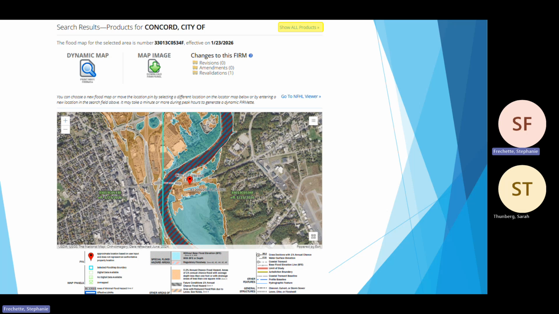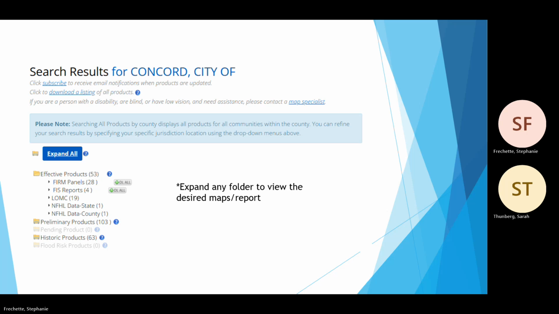In this example, you can see flood zones shown in blue and yellow and a floodway shown in the striped area. In the top right corner of the screen, we've highlighted Show All Products so you can pull up more detailed information on the individual map panels. This window will show all relevant products for the specified area.